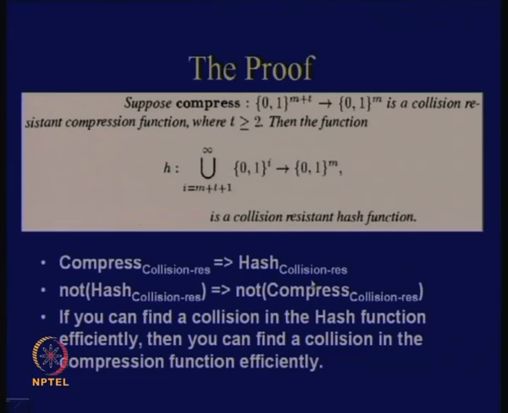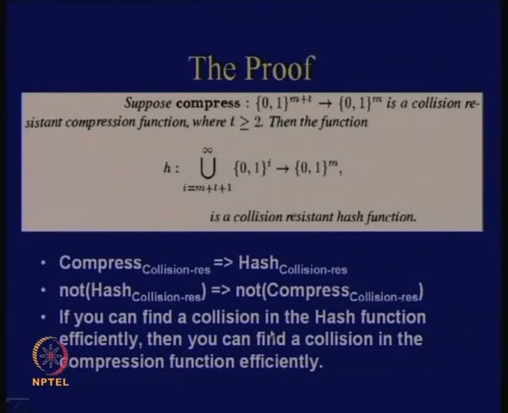Like in the previous day's class, what we assume is that you take a not on both sides. So we will show that if we assume the hash function is not collision resistant, that means if we assume that there is a collision which we have obtained for the hash function, then we can prove that the compression function also has a collision.